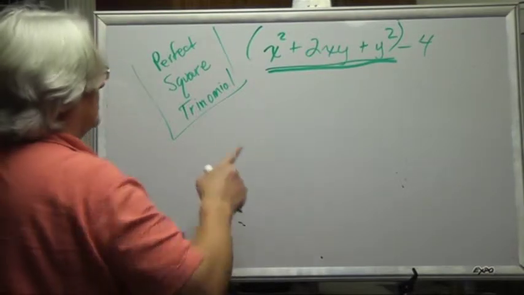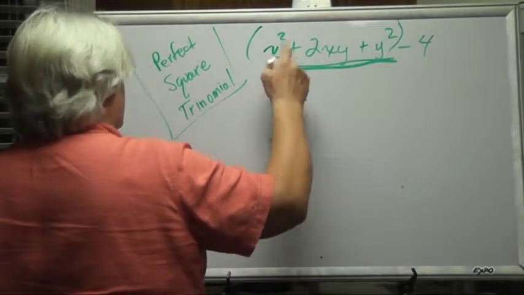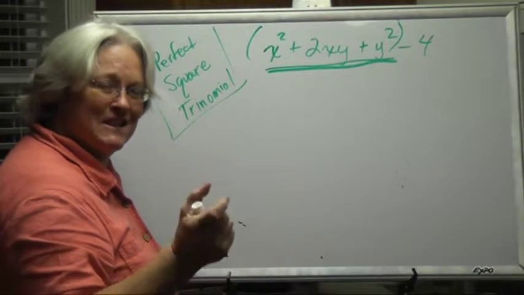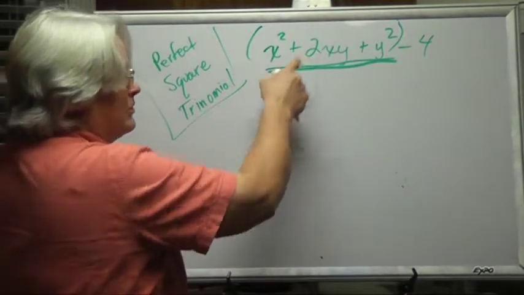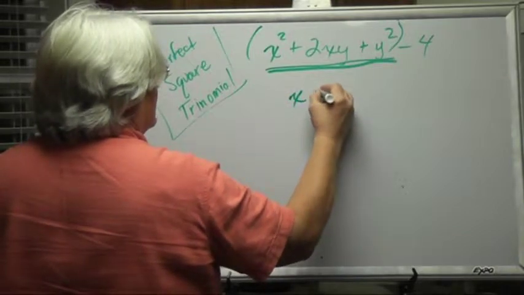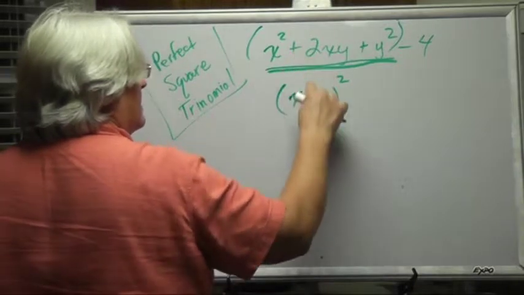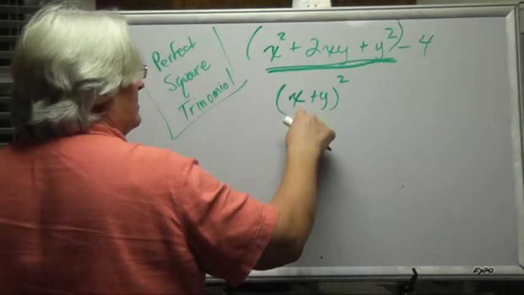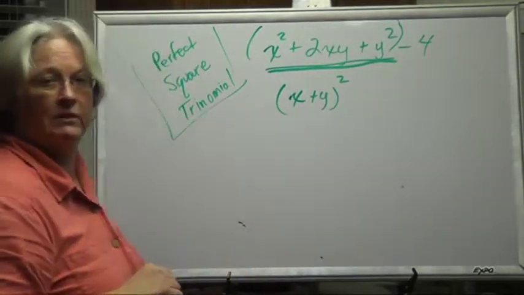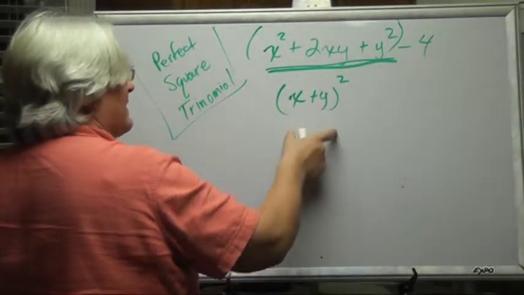so we're going to group it together as a trinomial. We're going to use our rule that for a perfect square trinomial, the sign of the central term, the second term in the trinomial, is the same as the sign in the binomial factor that you're going to square, that you're going to use twice. So x plus y squared is the factored form of this.